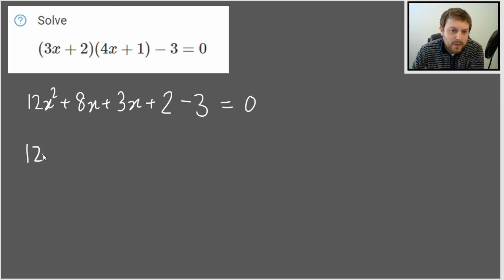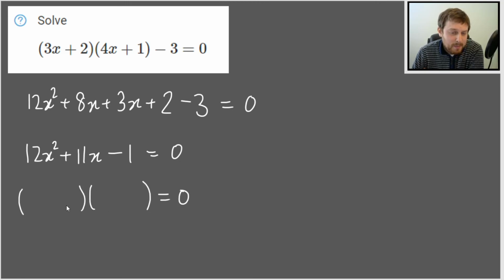So this is 12x squared plus 11x minus 1 is 0. It's going to have to be a double bracket, and it's not clear, is it? 12x and 1 will give me plus 12x, minus 1x will give me plus 11x. So I think it's this, right? 12x squared, minus an x and a 12, and plus a 12x is plus 11x, and then minus 1. So x is a 12th or x is minus 1.